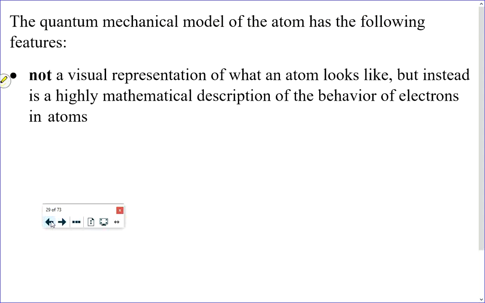It's highly mathematical, but it's not geometric. Geometry is a type of math, right? But geometry deals with shapes. It's not telling you what an atom looks like. It's not telling you the shape of an atom. I'll do my best to explain the shape in a bit.